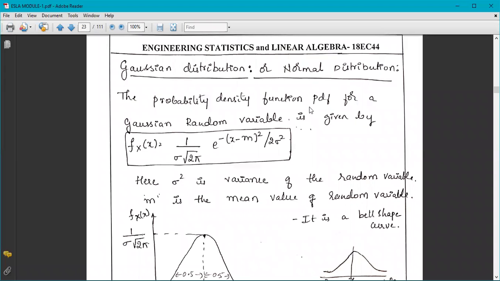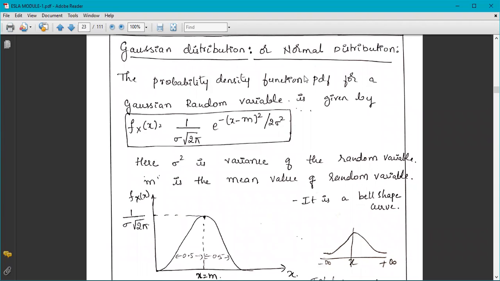Dear students, in today's class, we'll see the Gaussian distribution. What is Gaussian distribution? It is also called a normal distribution. Gaussian distribution is the same as normal distribution.